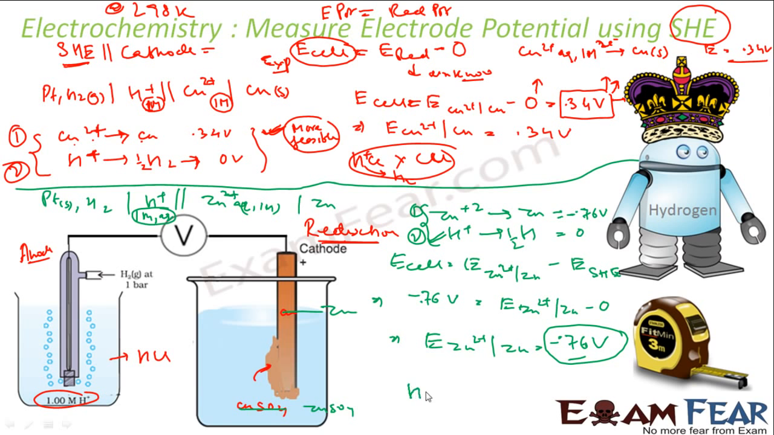So now if you compare, we have H+ ions, we have Cu2+ ions, we have Zn2+ ions. So with these values, we have seen that Cu2+ ions get reduced more easily than H+ ions, and H+ ions get reduced more easily than Zn2+ ions. Correct? And this is something which you can easily find using standard electrode potential.